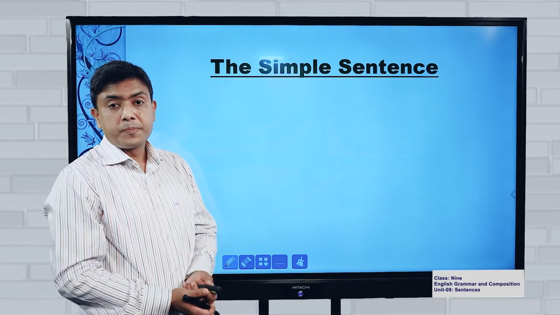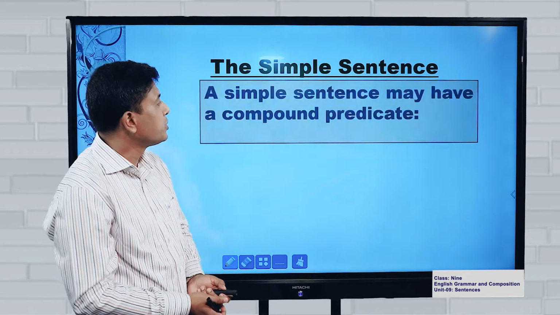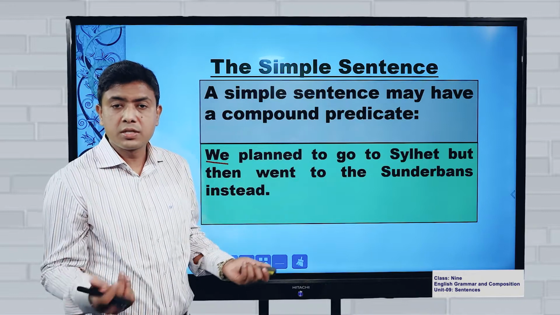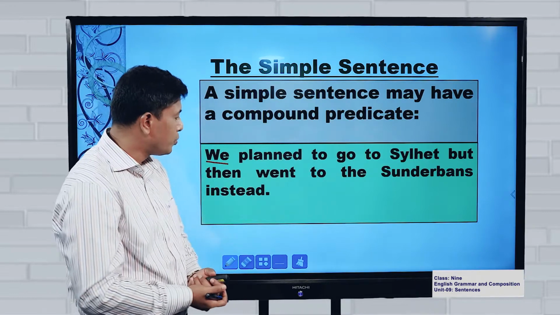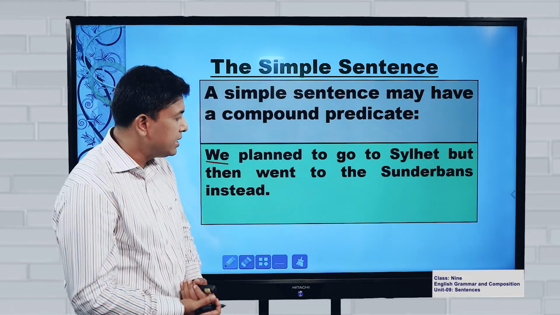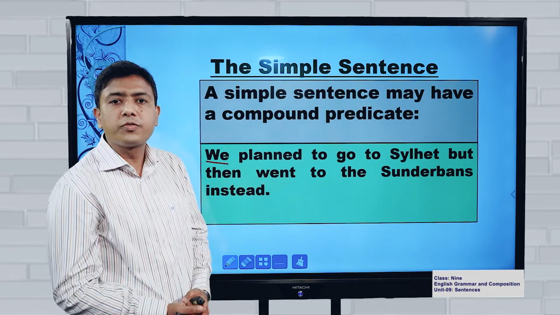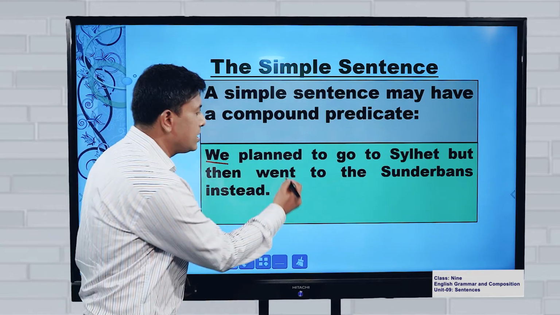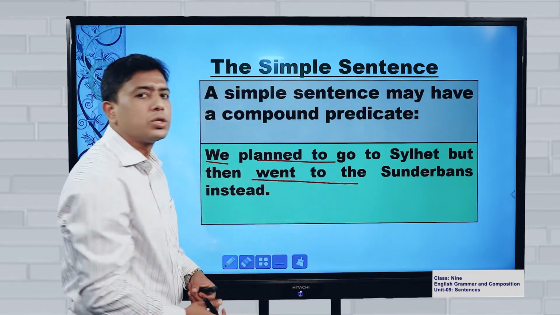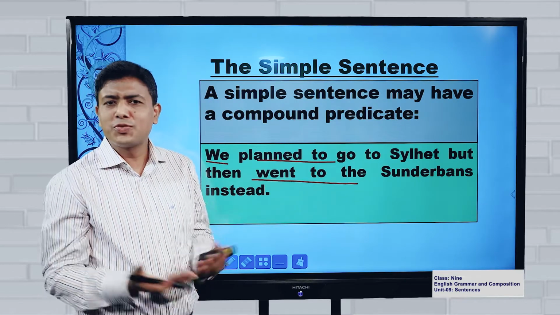Now, secondly, a simple sentence may also have a compound predicate. If we look at this example, we, which is absolutely a simple subject, one content, one idea, planned to go to Sylhet, but then went to the Sundarbans instead. So, two parts of the predicate are present there. You can see, planned to go to Sylhet, but then went to the Sundarbans. Two ideas combining into a compound predicate, which is very interesting.